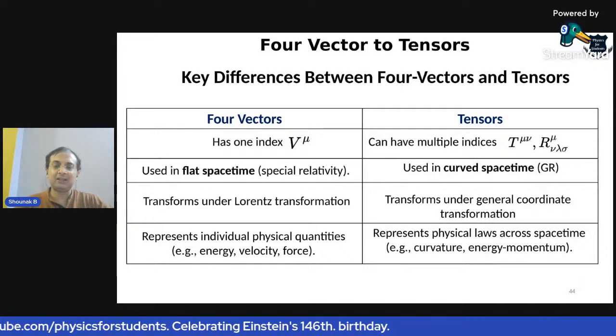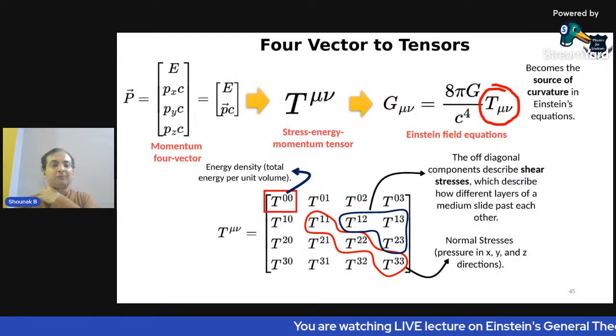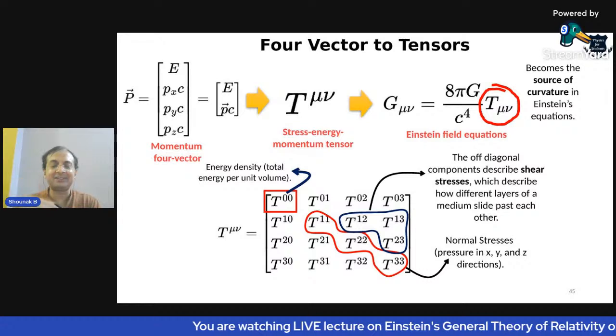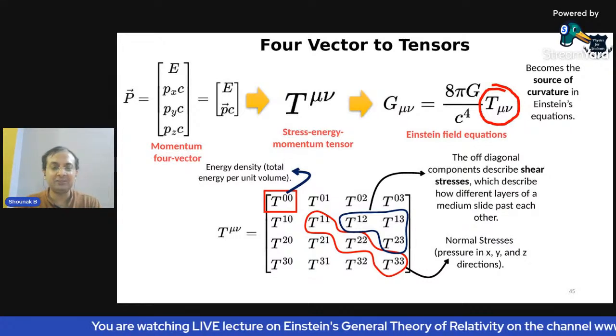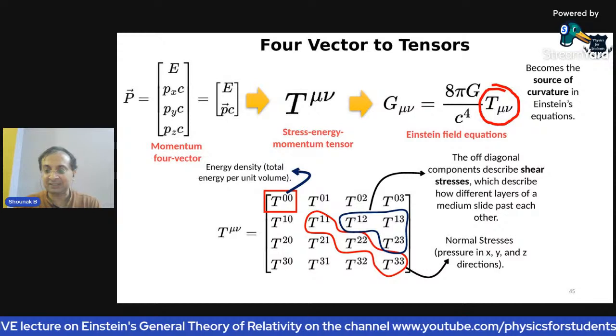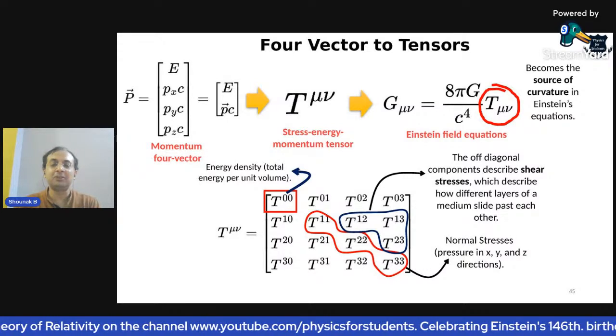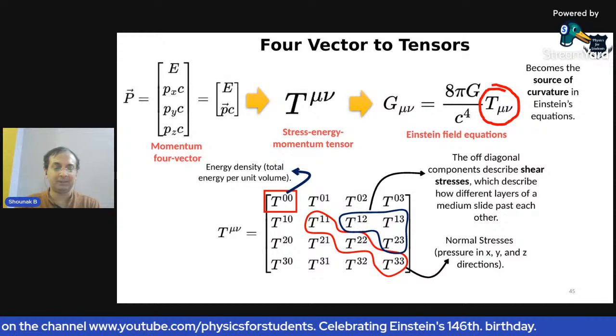So this is a quick understanding of 4 vectors. Now, what you see from here is that the momentum 4 vector gets generalized into what is called the stress energy momentum tensor. Again, because 4 vectors cannot define this, you get the stress energy momentum tensor.